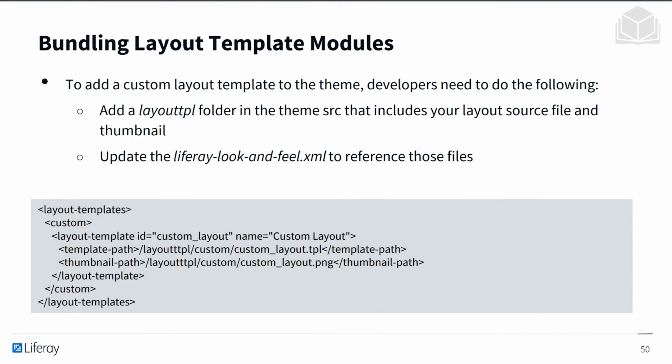And finally, we have bundling layout template models. To add a custom layout template into the theme, you need to add a layout TPL folder in the theme source that includes your layout source file and thumbnail. And then you also need to update the Liferay look and feel XML to reference those files. And below is an example of what that would look like if you were to reference it in the XML file.